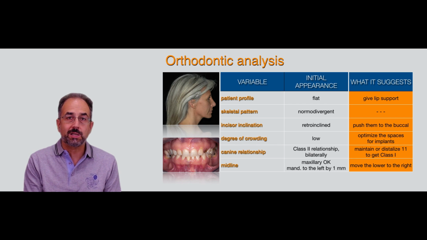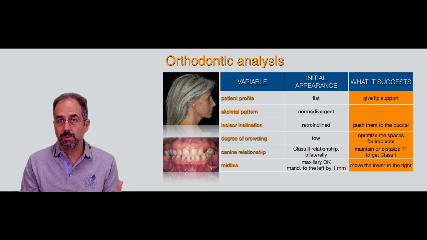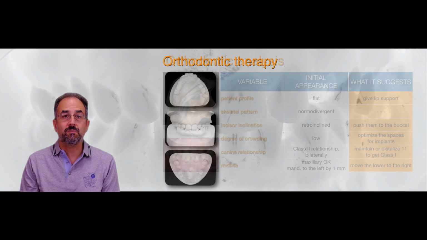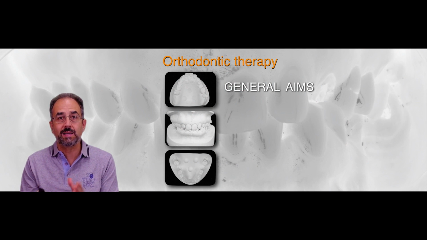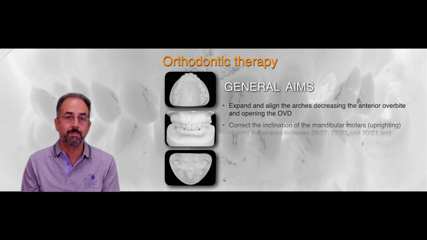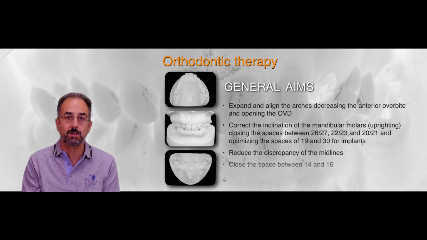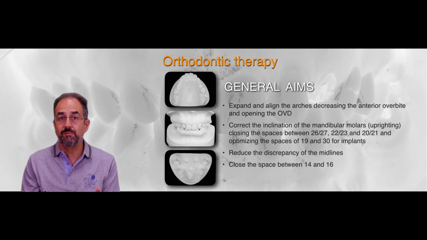So orthodontics came to our table, and of course we need to define the general aims of the orthodontic therapy together with the orthodontist. So certainly we need to expand, align the arches. We would like to open vertical dimension occlusion to make space for our restorative materials, and this also will influence the length of the front teeth.